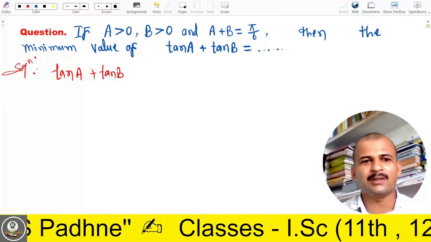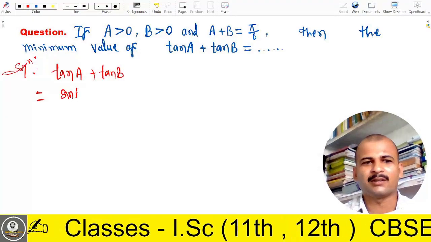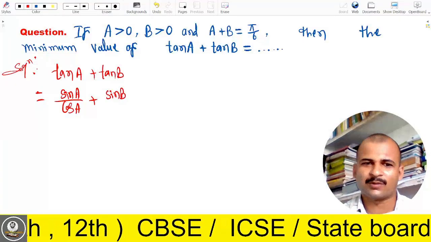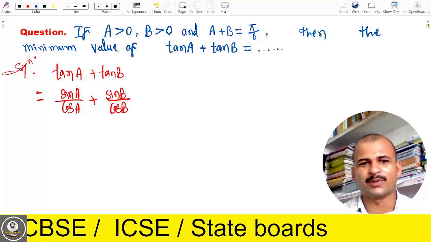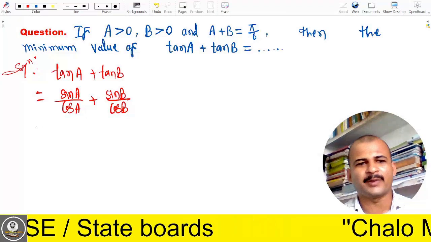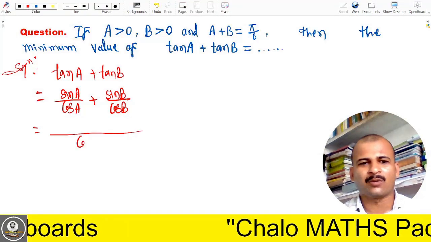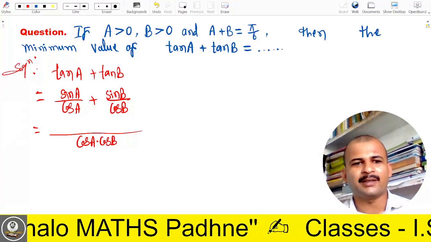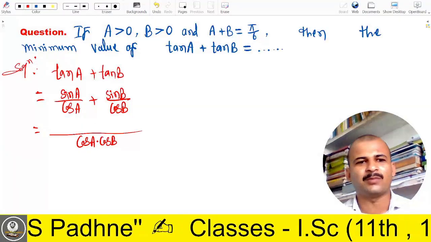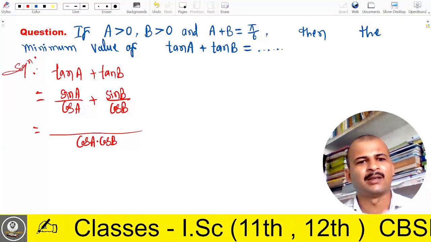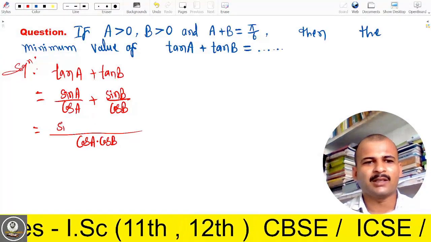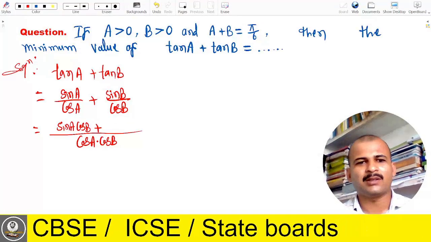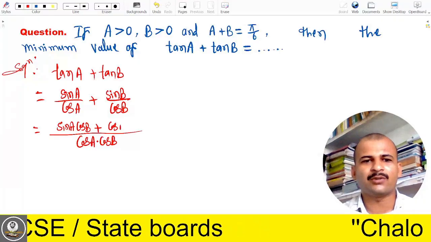tan A plus tan B equals sin A by cos A plus sin B by cos B. Now we take the LCM of the denominators, which is cos A into cos B. If we divide the LCM by cos A, we get cos B, and hence we multiply sin A by cos B, and plus cos A into sin B.